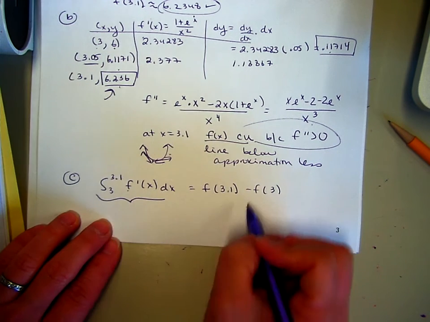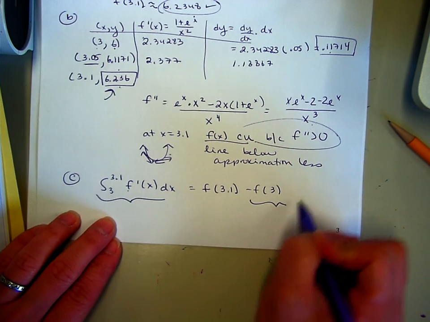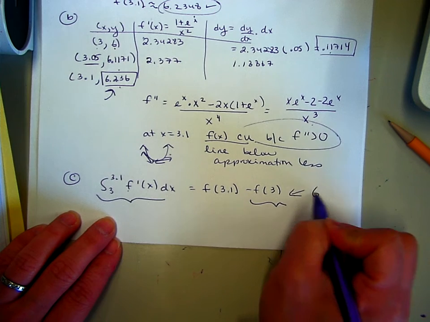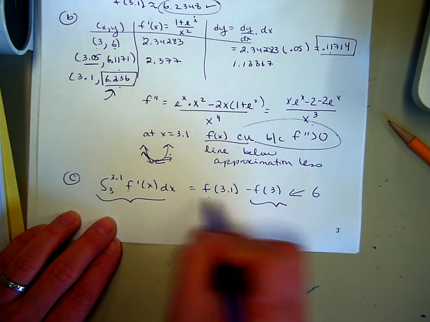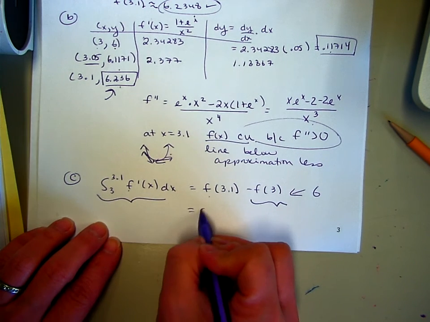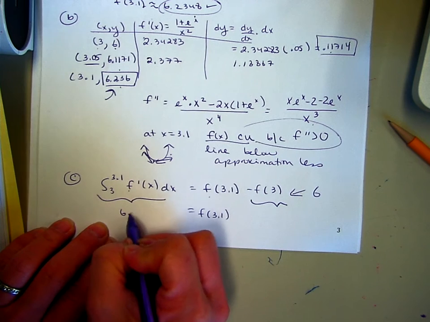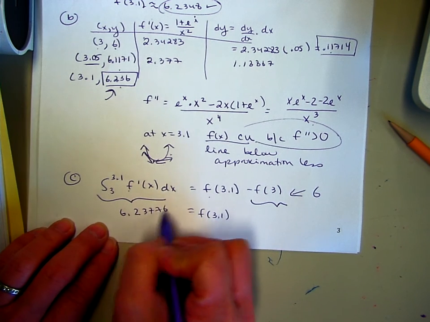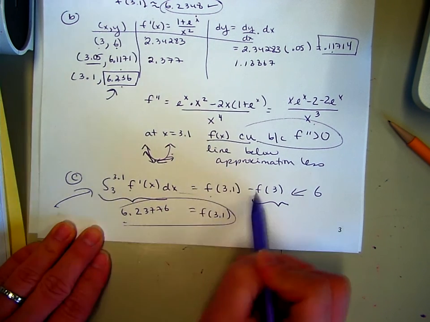And then this f of 3 was given is 6. So f of 3.1 is really 6 plus this antiderivative. Just use my calculator, and this is what I get. So to get the credit, they're looking for, do you understand this fundamental theorem?